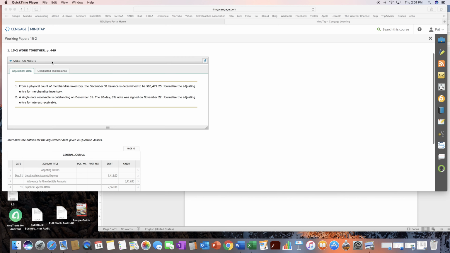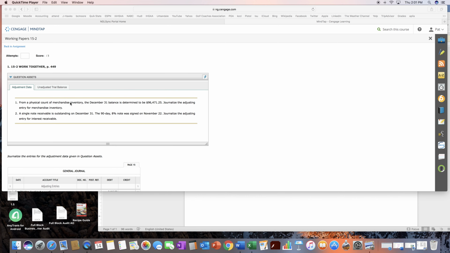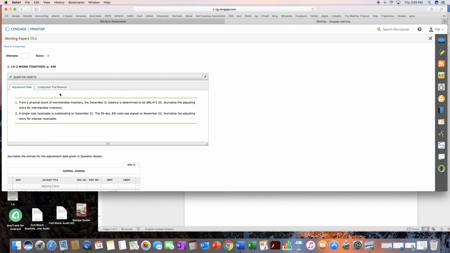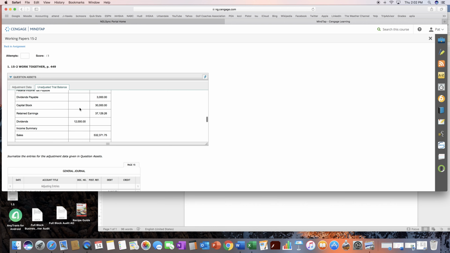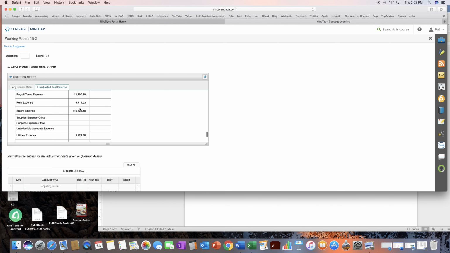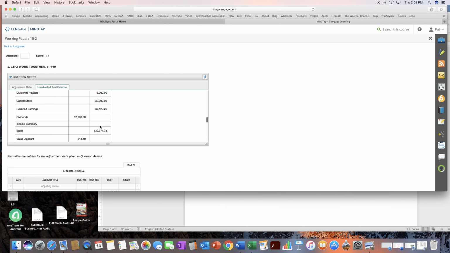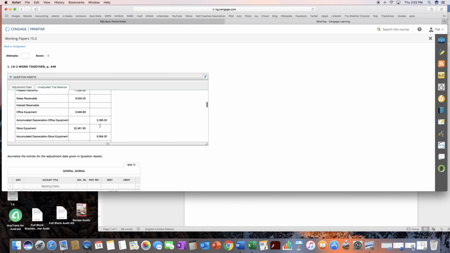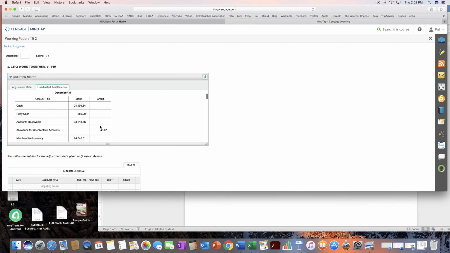Now we're going to be working on two new adjustments. The first one says physical count merchandise inventory, December 31st is 96,471.25. We're supposed to do the adjustment for merchandise inventory. We have two tabs here. One has all your unadjusted entry, has every account, even if they don't have balances, debits and credits. So nothing new, it's kind of a review from last time, checking that out.